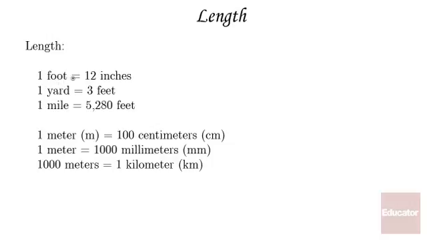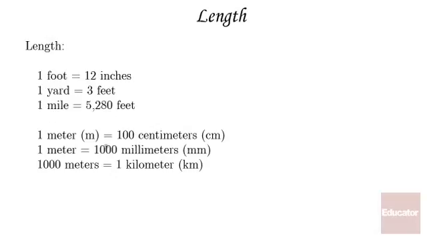1 foot we know is 12 inches. 1 yard is equal to 3 feet. 1 mile is equal to 5,280 feet. So using this, we can convert from foot to inches, yards to inches, to feet, and so on.